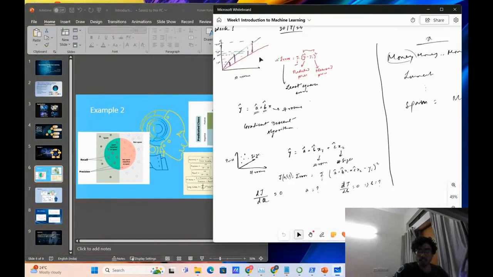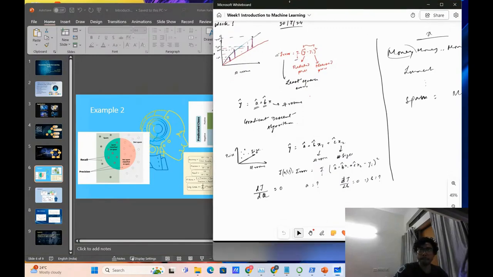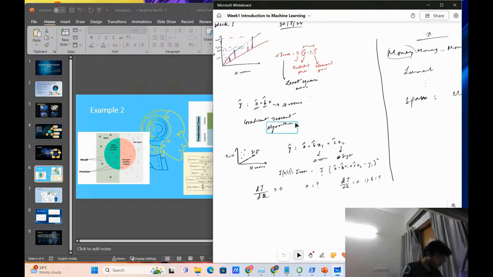Okay. So what is the number of true positives? For accuracy, you need to know the number of true positives, right? Okay. What is the number of true negatives?